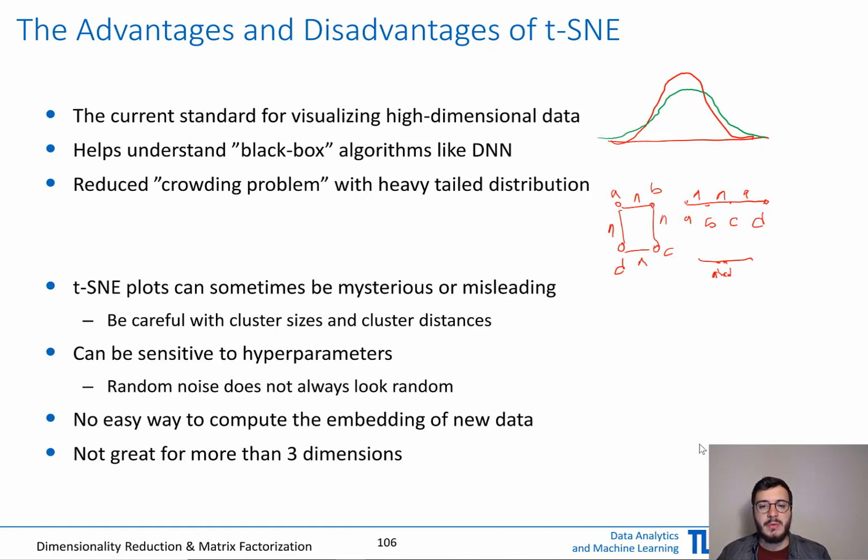Another downside of t-SNE is that it's random, so the output is not the same if you restart the algorithm. And also it doesn't behave very well if you try to optimize it for more than 3D dimensions. So that's why it's mostly used for visualization, and it's not really used for dimensionality reduction.